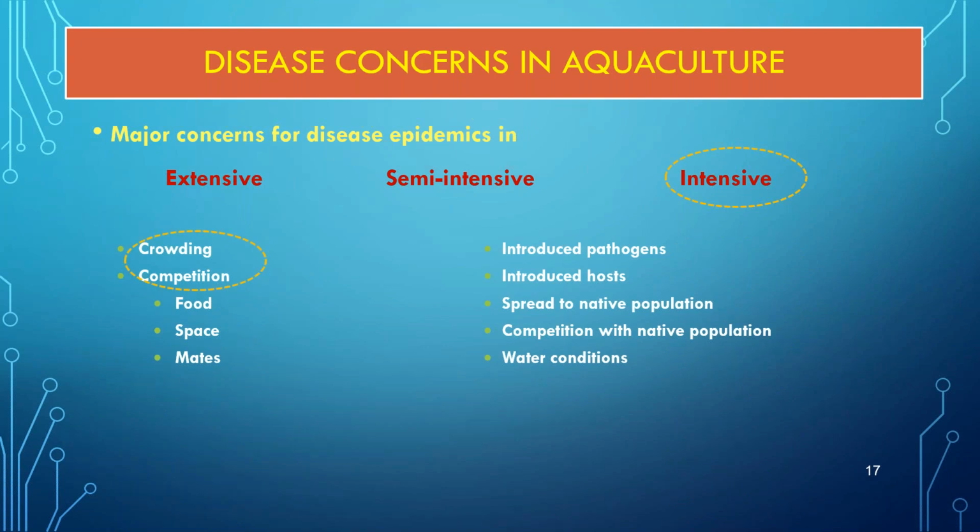So these are the concerns of disease in aquaculture. In extensive and semi-intensive culture, the major concerns are somewhat similar, but especially in intensive culture, the main thing that comes into play is overcrowding and competition among them. That leads to the onset of many diseases if BMPs are not followed. Competition for food, space, and mates results in easy and extensive proliferation of the causative agent, let it be bacteria, virus, or parasites. The causative agents get an easy medium and a crowded place for rampant infection and communication.